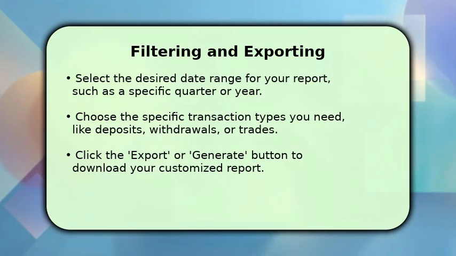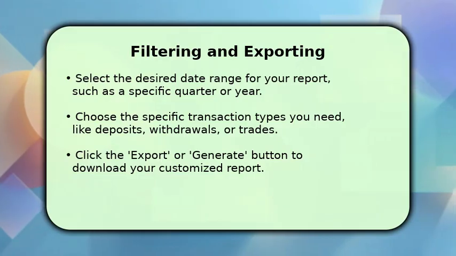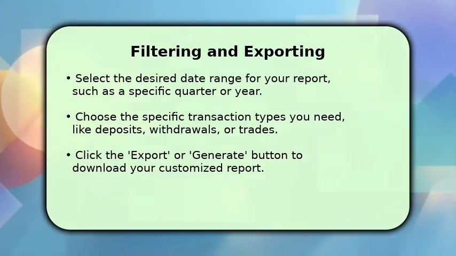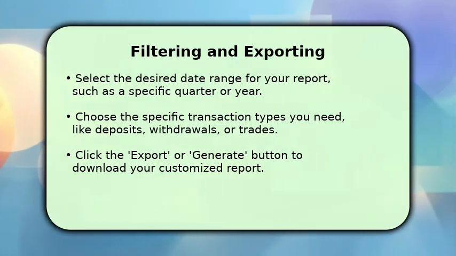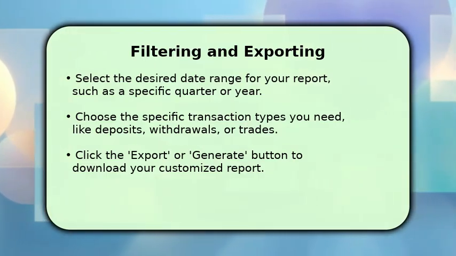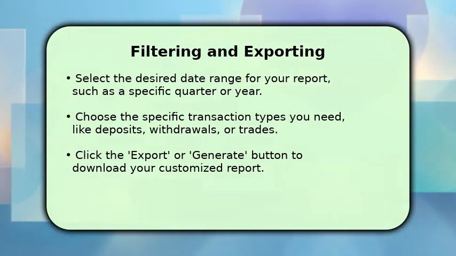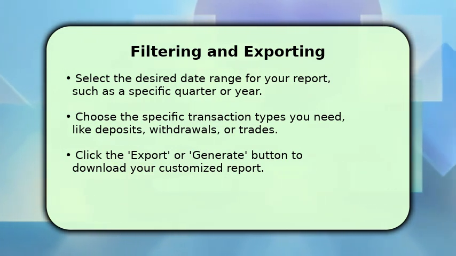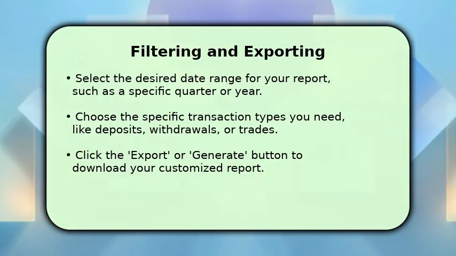Once you're on the history page, you'll see options to filter your data. It's important to select the correct date range for your report, whether it's for a specific month, quarter, or an entire year. You can also filter by transaction type, such as deposits, withdrawals, or trades, to get exactly what you need. After setting your filters, simply click the Export or Generate button to download your comprehensive report.